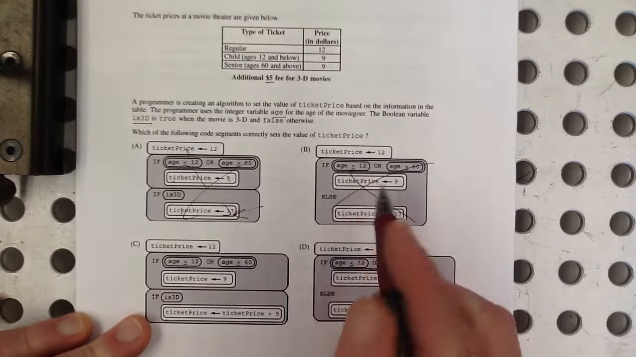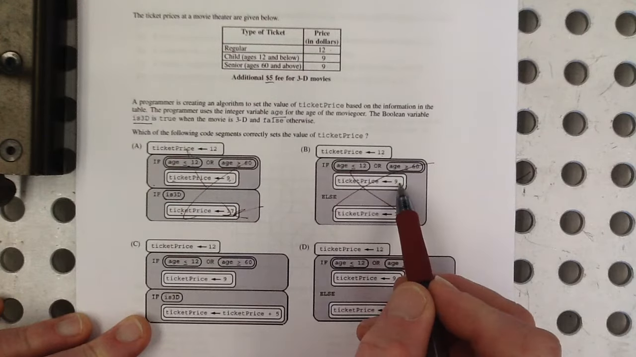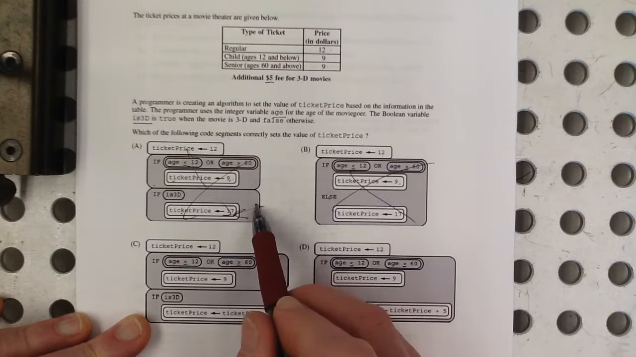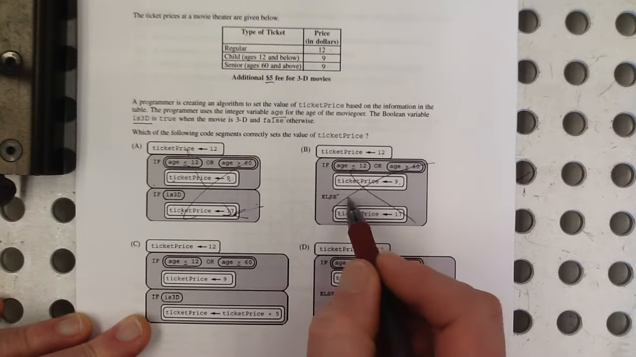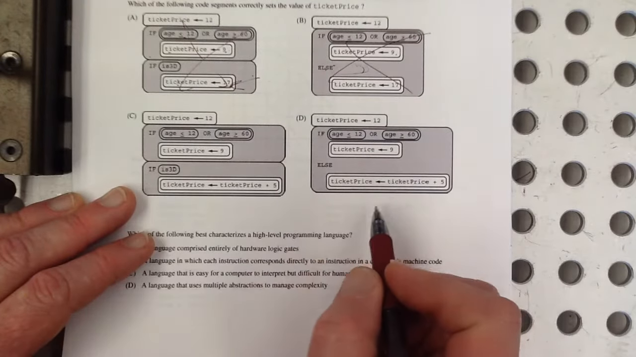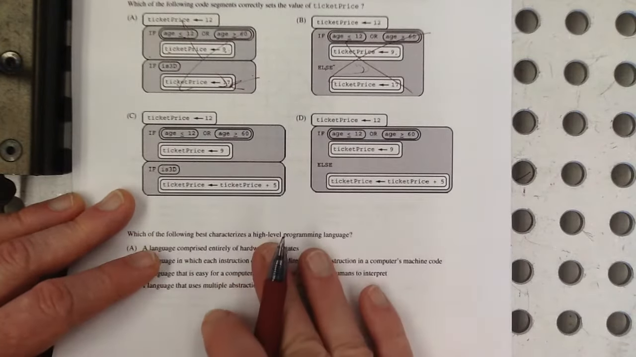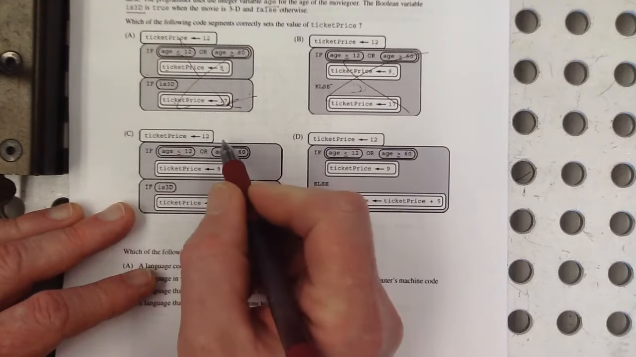Is that the same thing? How is this different? I feel like this is the exact same answer. Ticket price. Oh, else. They didn't do that. Is 3D, I see. But that still doesn't work. Here we go. I think so we're setting the ticket price. I think I like this one.